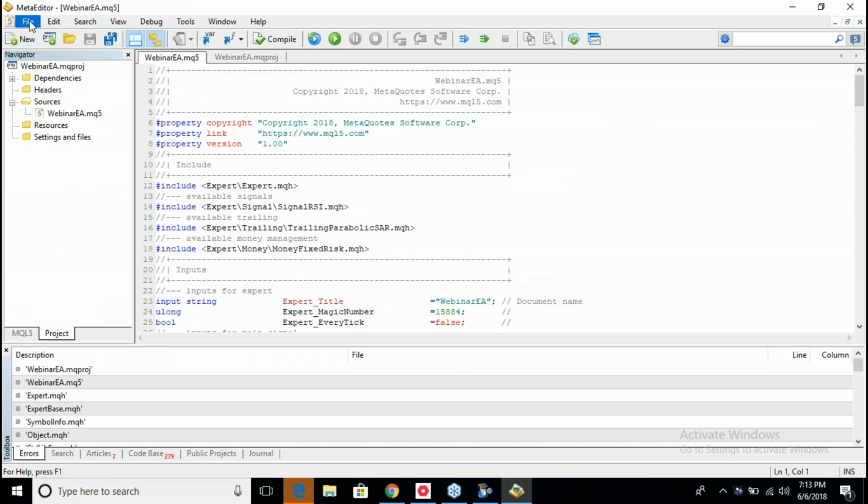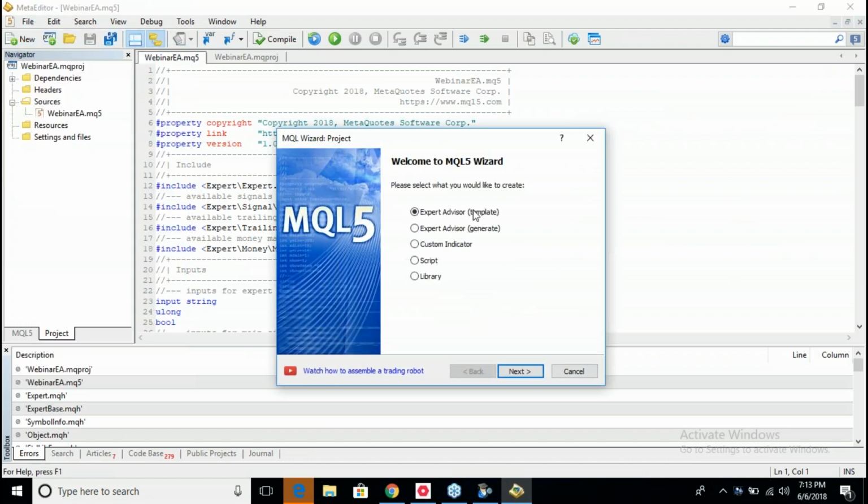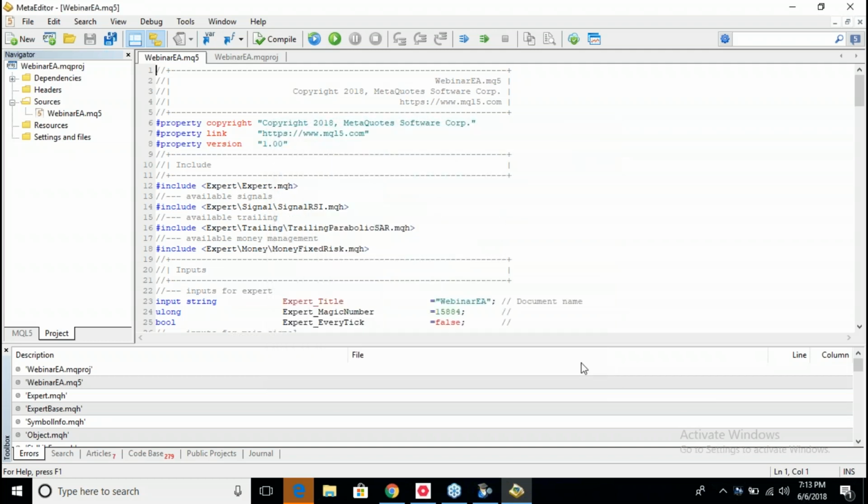So go Google this. Go Google how to generate it from the wizards, how to use it. Those videos are readily available. You can even see how to assemble a trading robot right here in this wizard. It gives you a YouTube video. So go ahead, go play around, retest it.